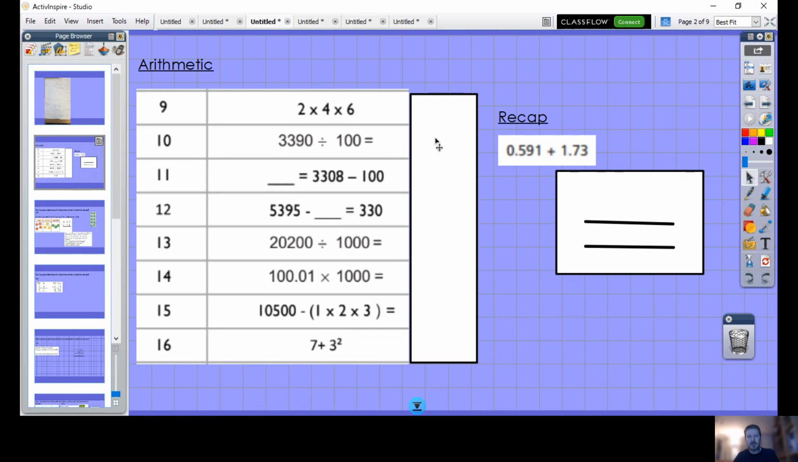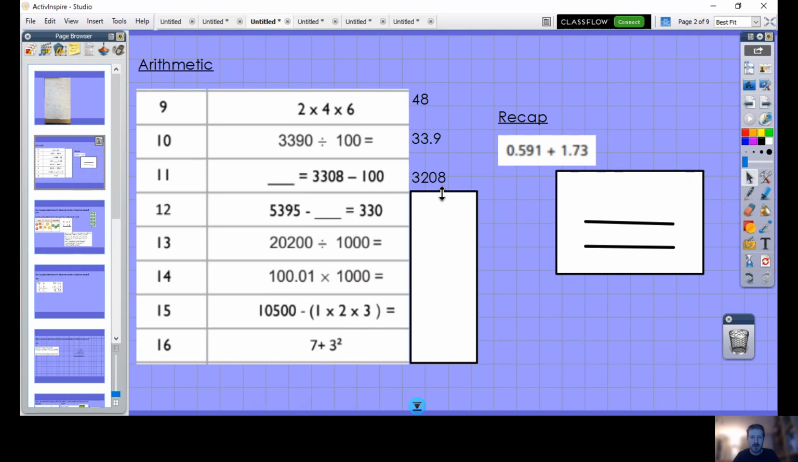So 2 times 4 times 6, so multiply 2 of the digits together, then multiply it by the third digit, and hopefully you got 48. 3,390 divided by 100, the digits move 2 places to the right, we end up with 33.9. 3,308 take away 100, I got 3,208.